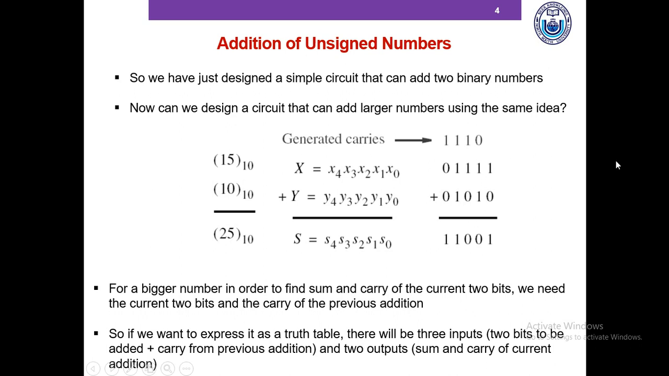So for a bigger number, in order to find the sum and carry of 2 bits, we need the current 2 bits and the carry of the previous addition. If we want to express it as a truth table, there will be 3 inputs: 2 bits to be added plus the carry from the previous addition, instead of the 2 inputs of the half adder, and 2 outputs, 1 for sum and 1 for carry of the current addition.